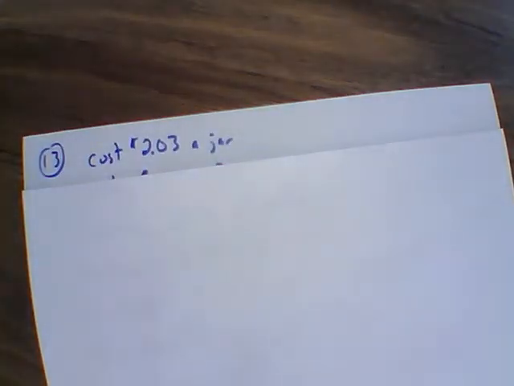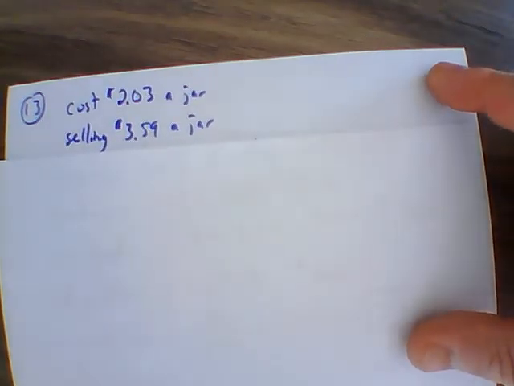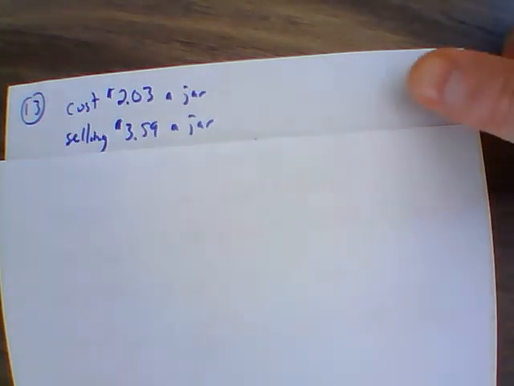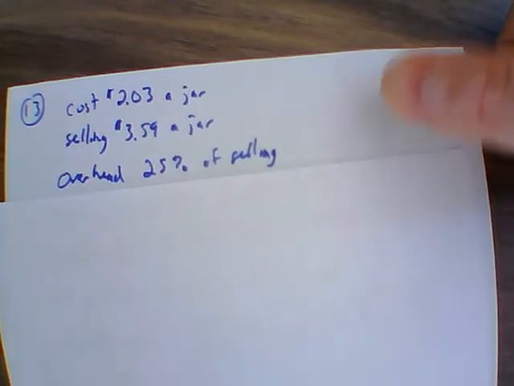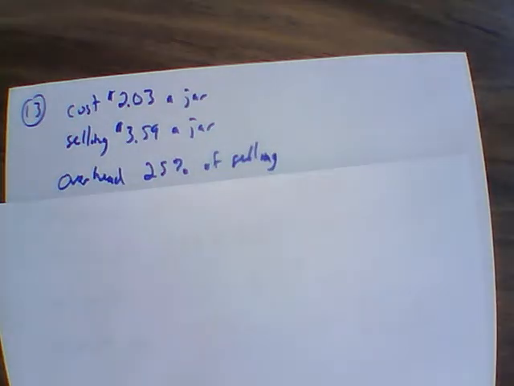So if we move on, let's take a look at number 13. This is page 568. It talks about a deli that purchases apple butter for $2.03 a jar. It then sells the apple butter for $3.59 a jar. The deli estimates the overhead to be 25% of the selling price. It asks us, what is the net profit rate of each jar of apple butter?